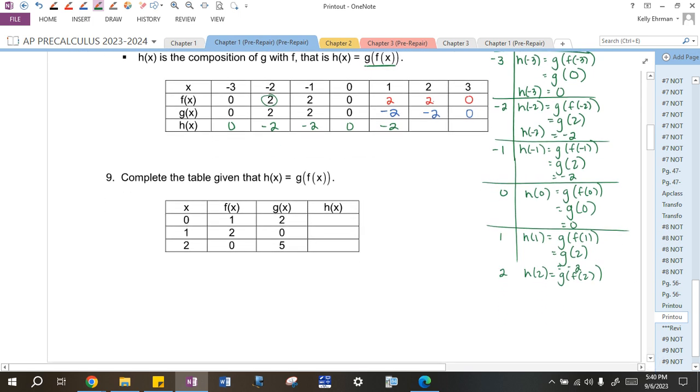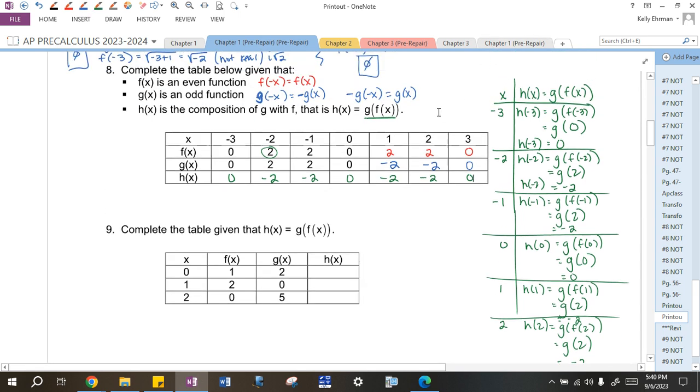So when x is 2, f is 2. When x is 2, g is -2. And finish it off with 3. h of 3 equals g of f of 3. What's f of 3? When x is 3, f is 0. When x is 0, g is 0. So h of 3 is 0.